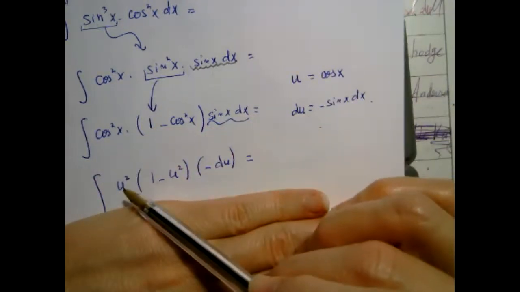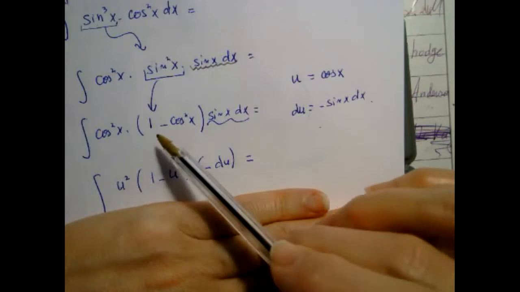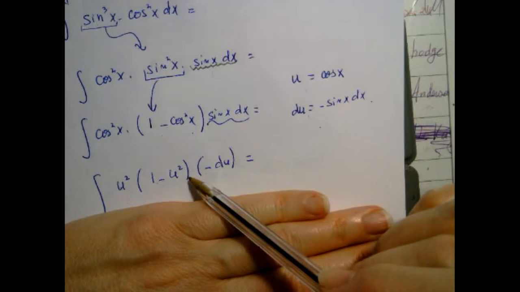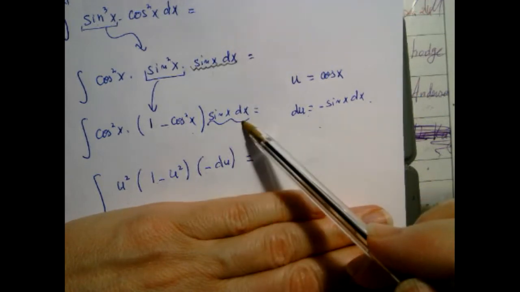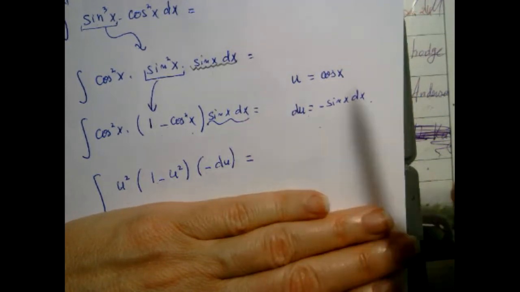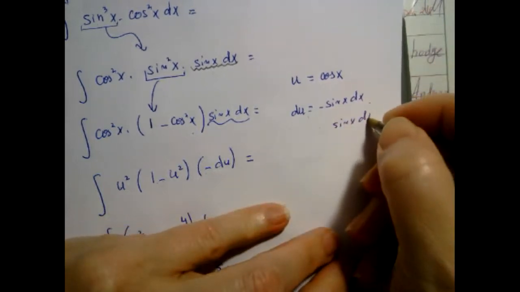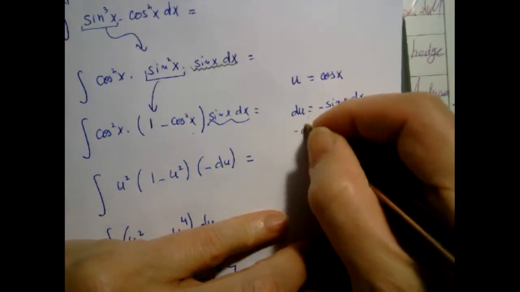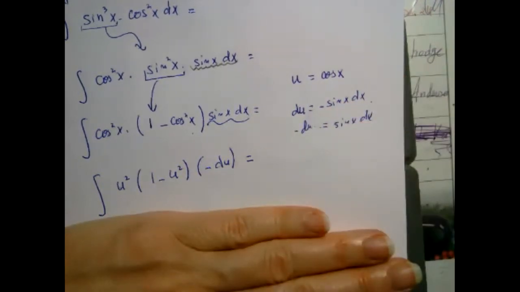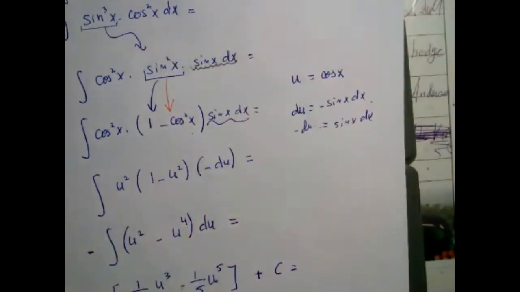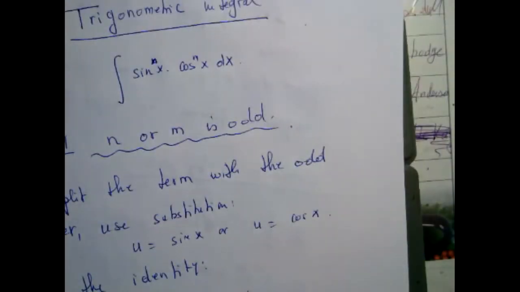Cosine squared becomes u squared. Wait, real quick. 1 minus cosine squared will be 1 minus u squared. But what about sine x dx? It's not du. Sine x dx is minus du. Is the sine squared becoming the 1 minus cosine squared? Yes. How? Okay. Let me take you back here.